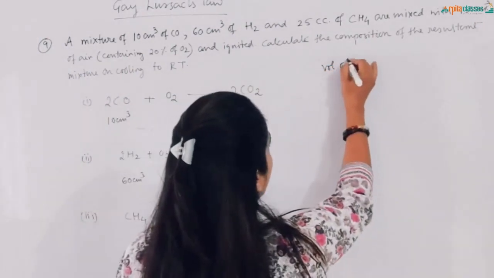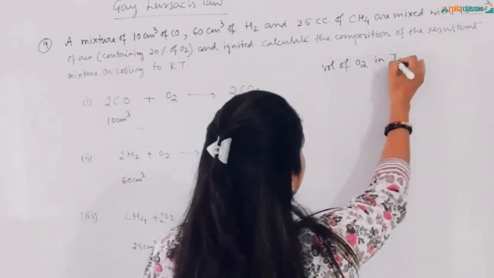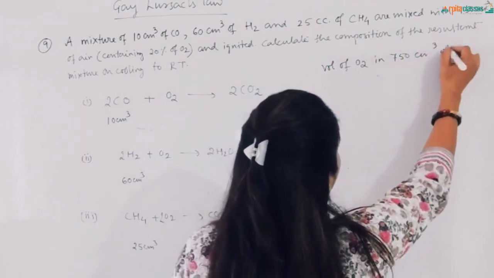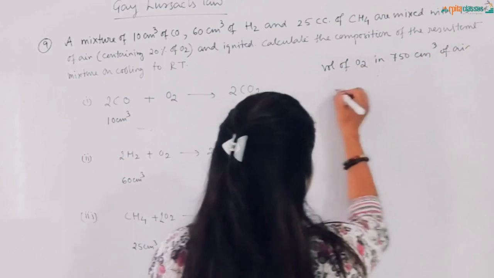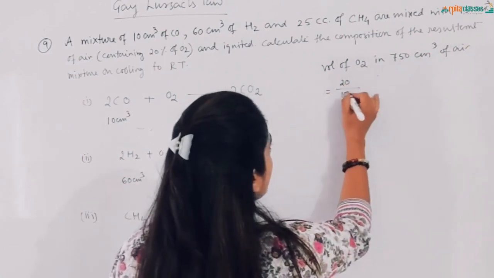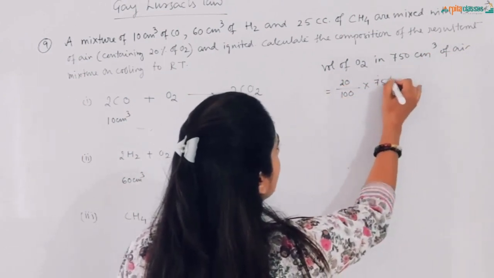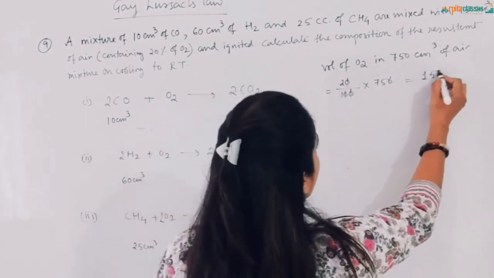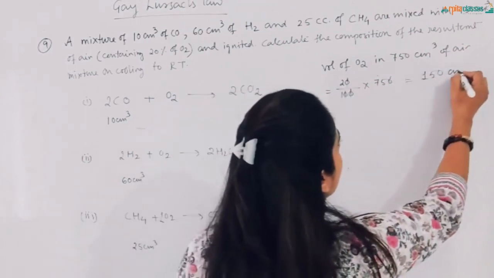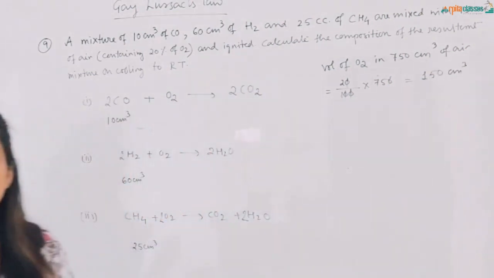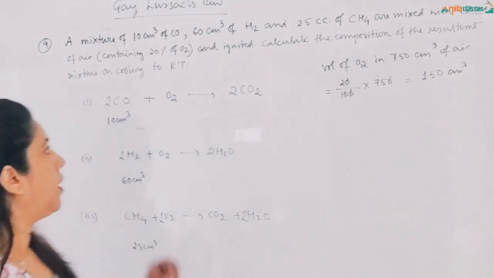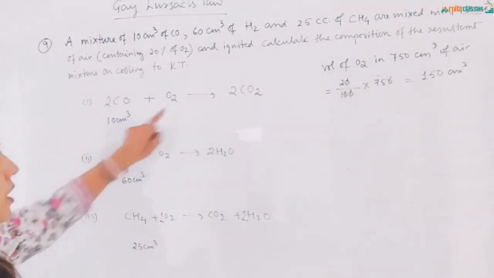So the volume of oxygen in 750 centimeter cube of air is equal to 20% of 750. The zeros cancel, so that is 150. 750 into 2 is 150 centimeter cube. That means altogether you have only 150 centimeter cube of oxygen. Now let us see how much oxygen is required over here.